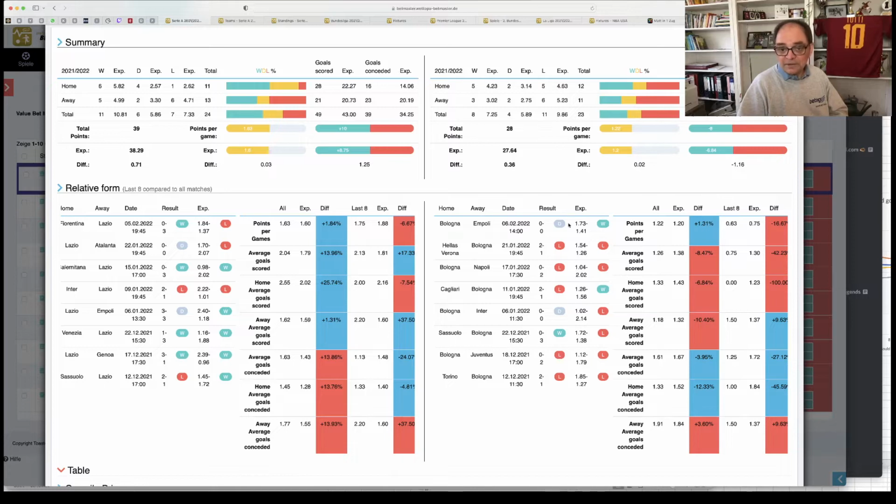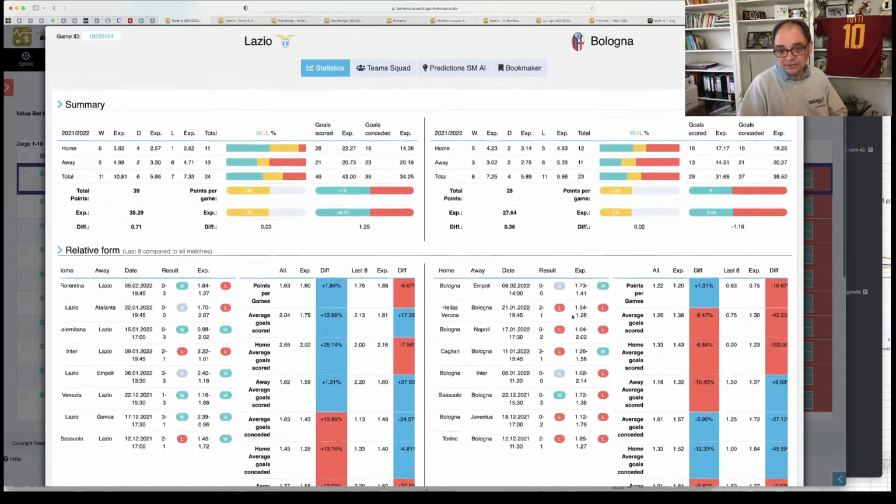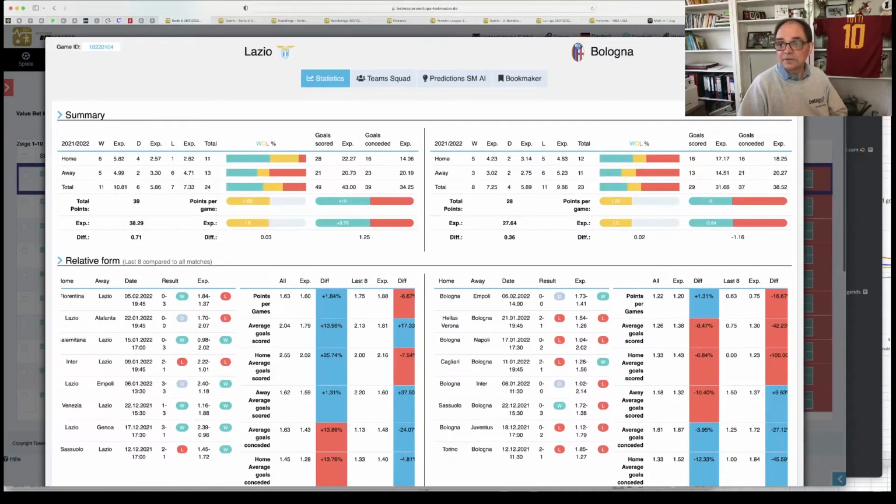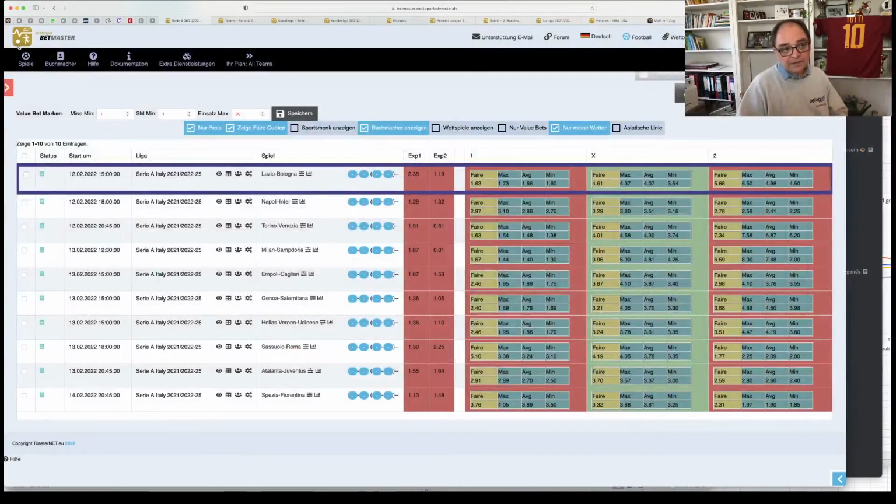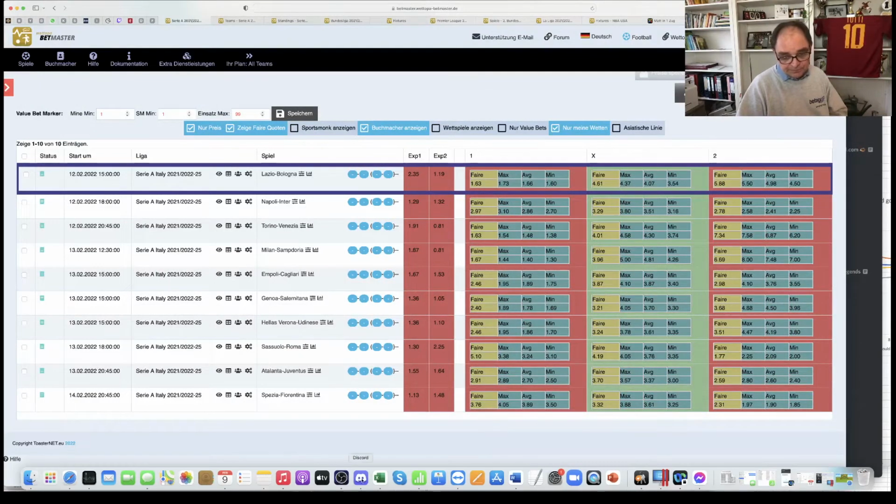So nothing spectacular here. But on Bologna's side, you could say recently they lost their shape. Just 2 points in the last 5 games. So if anything, maybe we could go with the home side here.